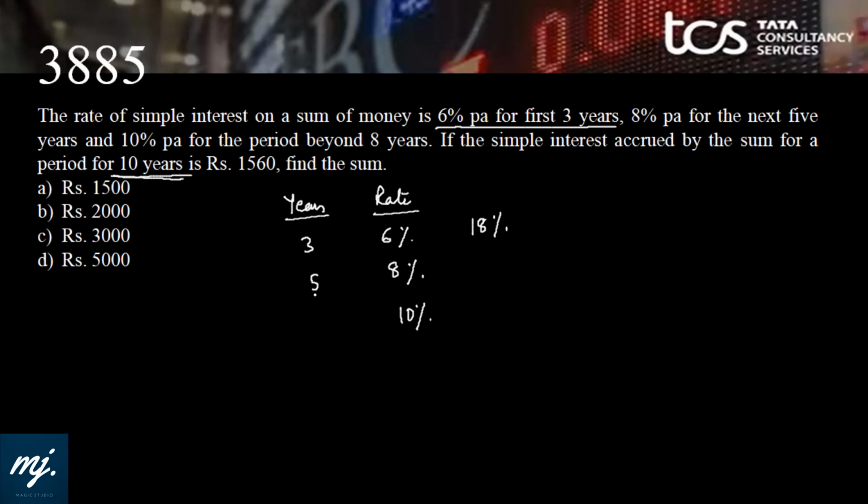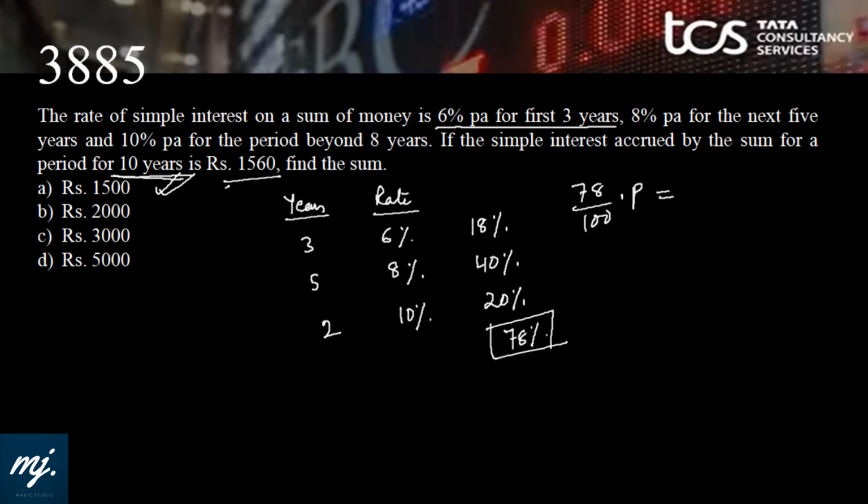that is 18% in the first 3 years. In the next 5 years, the total interest collected on the principal or the sum would be 5 into 8, that is 40% of the principal. And for the next 2 years, because only 10 years is given, 2 into 10, 20% would have been collected. So this is 40, 50, 60, 78%. That means 78% of the principal is nothing but the total interest collected, 1560.